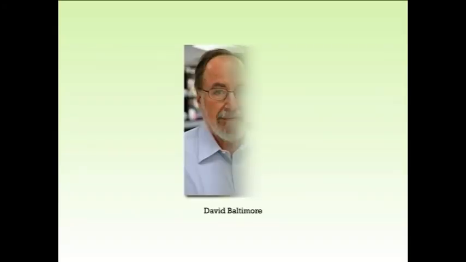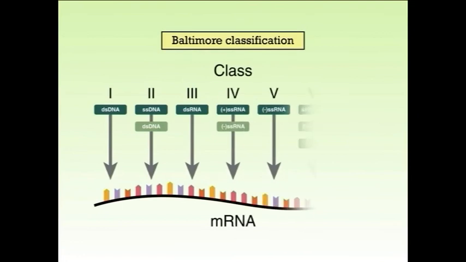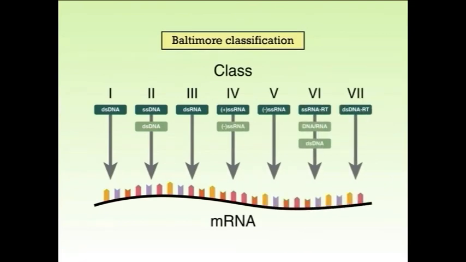Next, we'll come to the classification of viruses. The most commonly used classification of viruses is the Baltimore classification. This was developed by an American biologist, David Baltimore. The Baltimore classification scheme grouped viruses into 7 classes based on their mode of replication and genome type. So according to this, viruses are placed in one of the 7 following groups.